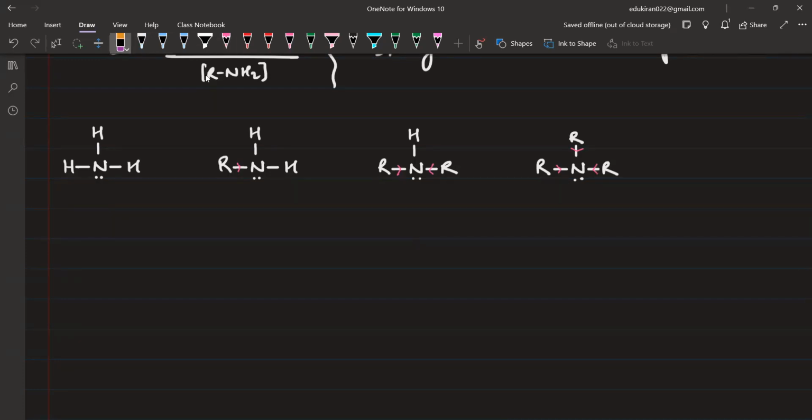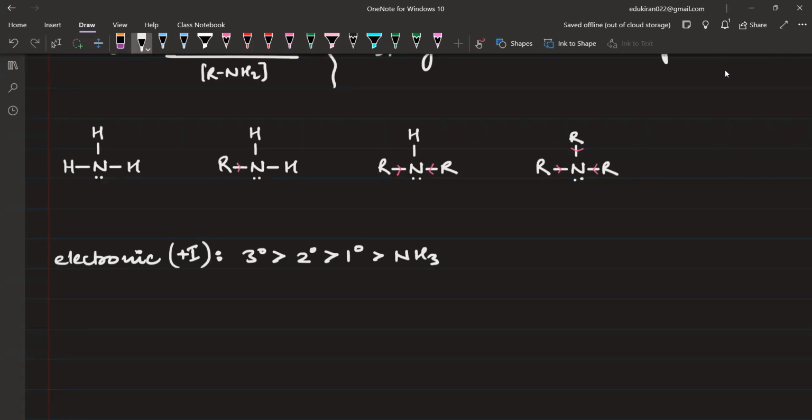And if they are increasing the electron density, the nitrogen atom will easily give the electrons and act as a Lewis base. So if I am only looking at the electronic effect, that is the plus I effect of the alkyl group, then I will say that the 3-degree amines will be most basic because it has three alkyl groups which are giving electron density and increasing the electron density on the nitrogen atom, followed by 2-degree and followed by 1-degree. And then at last we'll have the ammonia. This is the order for basicity.